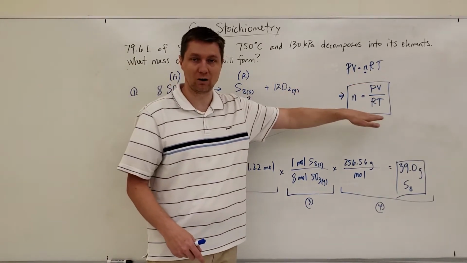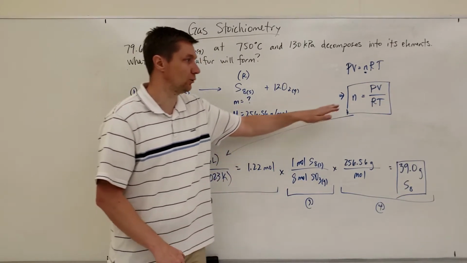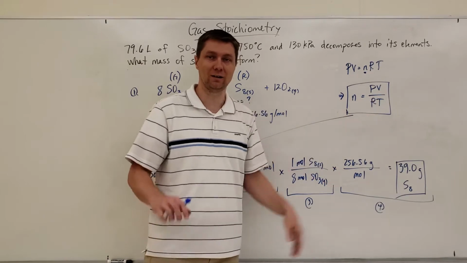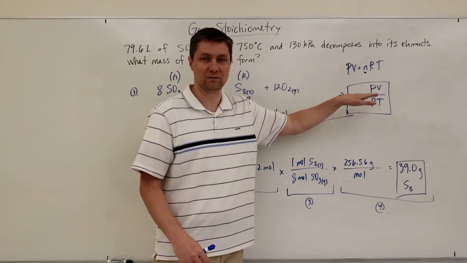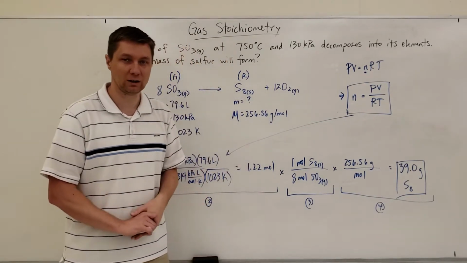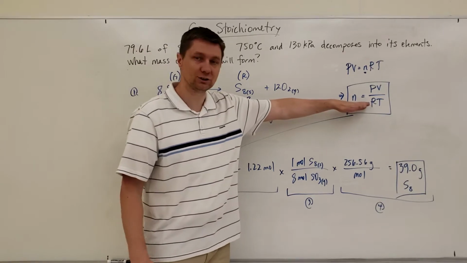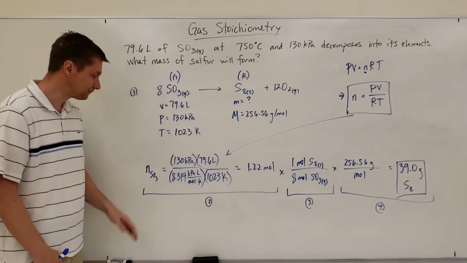So I'm going to rearrange the formula so that I can solve for moles here. PV divided by RT. A real, real common mistake that a lot of kids will make is that they'll try and rearrange this in their head and they will erroneously make this n is equal to RT divided by PV, which is backwards. It's not the way that you rearrange that formula. So make sure that you're rearranging this formula correctly. PV over RT is how that's going to be.